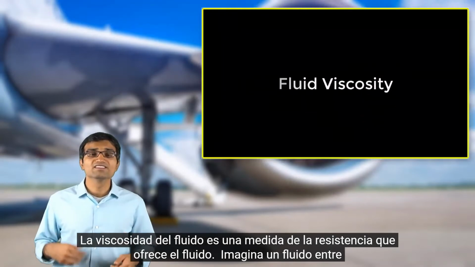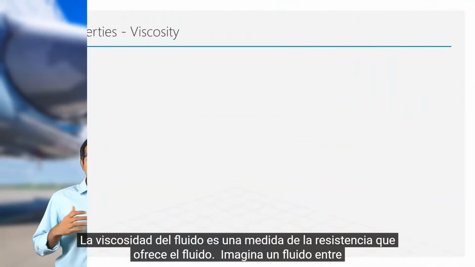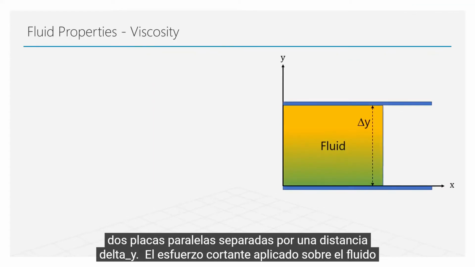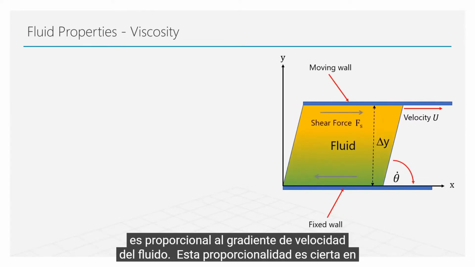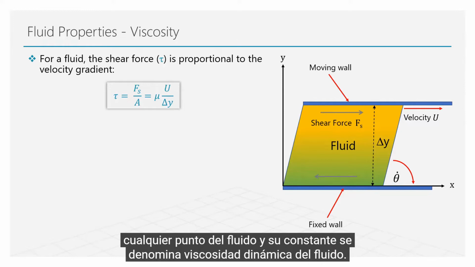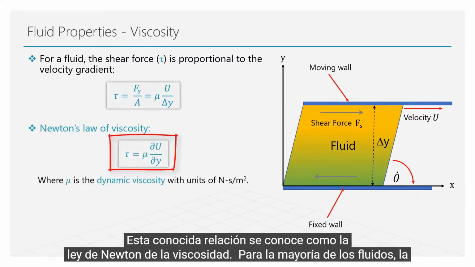Fluid viscosity is the measure of resistance offered by the fluid. Imagine the fluid between two parallel plates separated by a distance delta y. The shear stress applied on the fluid is proportional to the velocity gradient of the fluid. This proportionality is true at every point in the fluid, and its constant is called the dynamic viscosity of the fluid. This well-known relationship is known as Newton's law of viscosity.